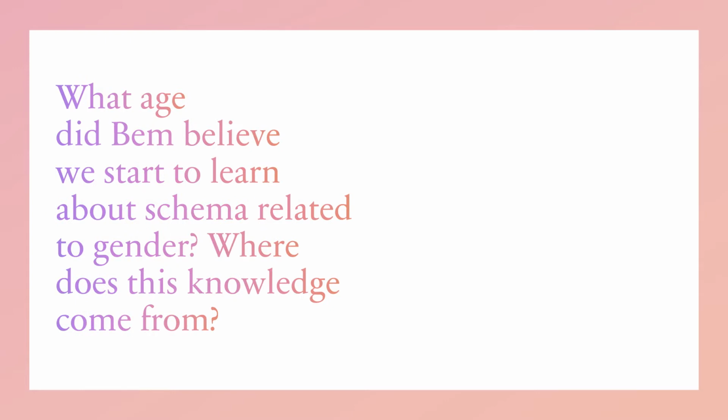What age did Bem believe we start to learn about schema related to gender? 2 years old. And where does this knowledge come from, according to Bem? It's from their culture. So most cultures have very stereotypical views of gender. All cultures are different. All cultures believe that men and women are expected to behave a certain way, but it's not consistent within cultures. So we learn it from basically how we grow up.